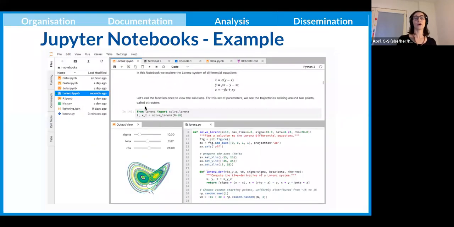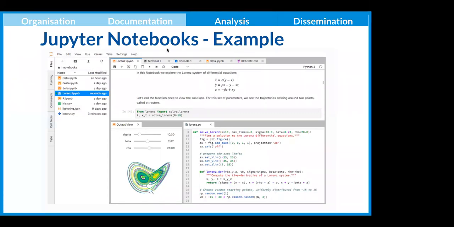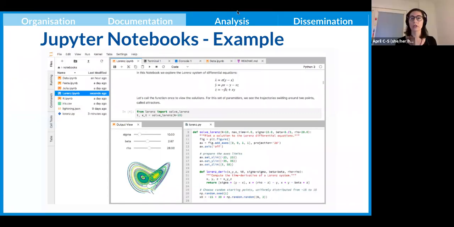So for those that have never heard of Jupyter Notebooks before, this is what a Jupyter Notebook looks like. And it's this here. Can you guys see my cursor? I'm not sure that you can. Let me see if I can. Yeah, I can see it. You can see it? Okay, perfect. So let me turn that.